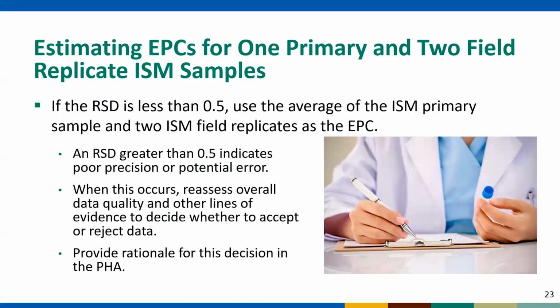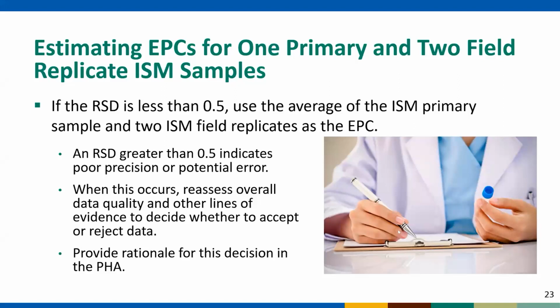For triplicates, when you have 1 primary and 2 field ISM samples, use the average of the primary sample and the 2 field replicates as the EPC. In this case, you have enough data to calculate an RSD. An RSD of greater than 0.5 suggests a potential problem or error with the data.